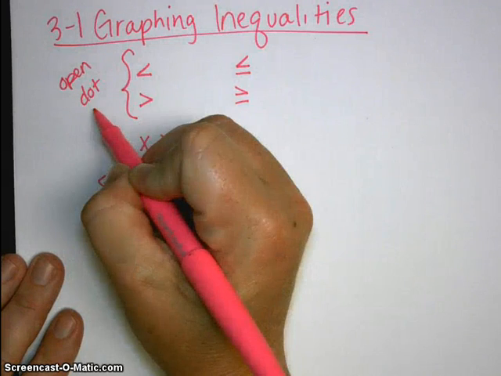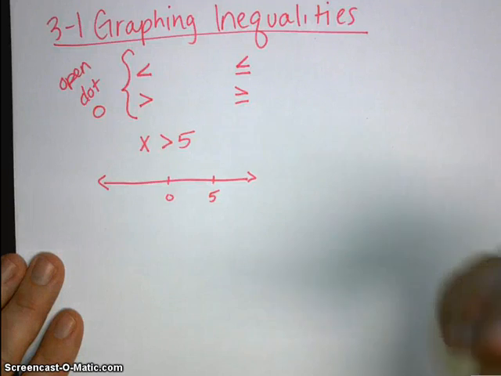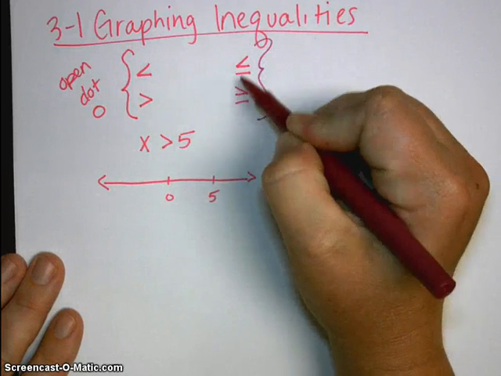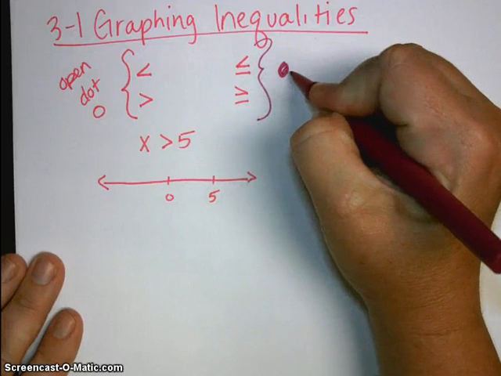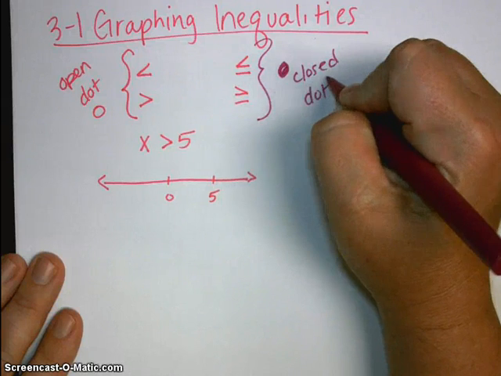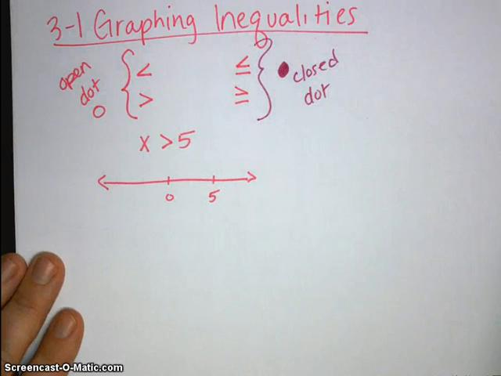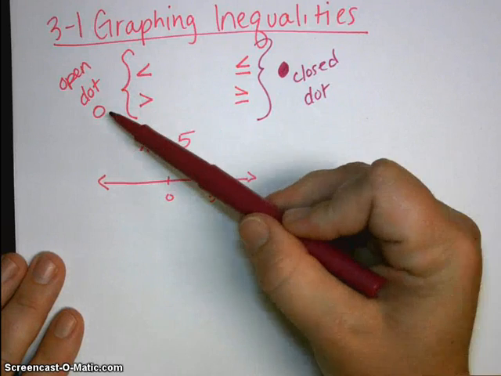which just looks like a circle. Whereas if the symbol is an equal to symbol on the bottom, then we use what's called a closed dot, which means that that value is included in our answer. So since x is greater than 5 does not have an equal sign, we're going to use an open dot.